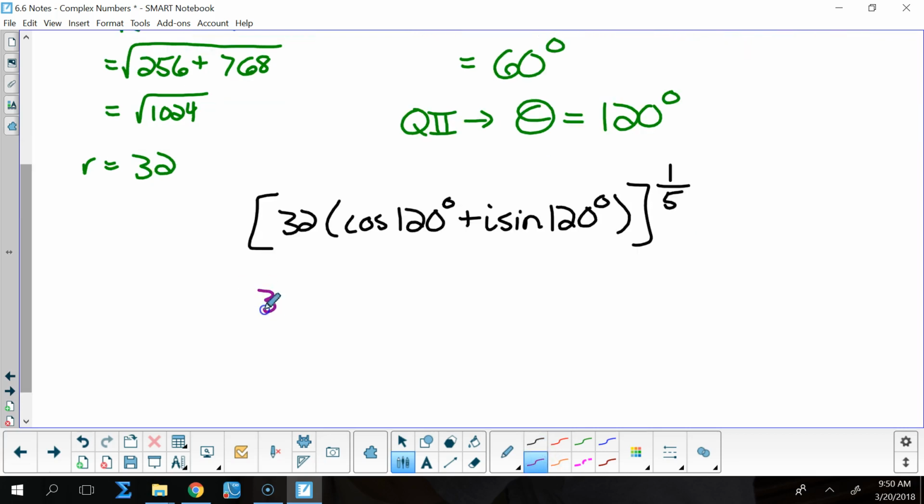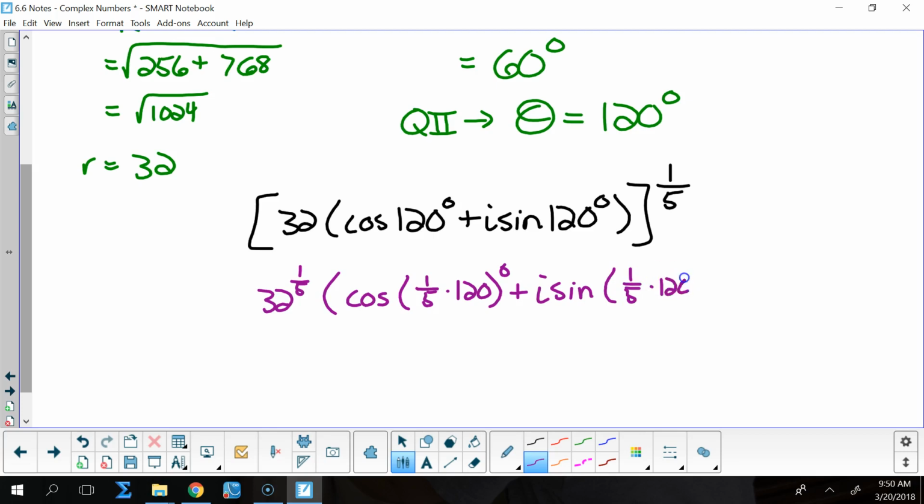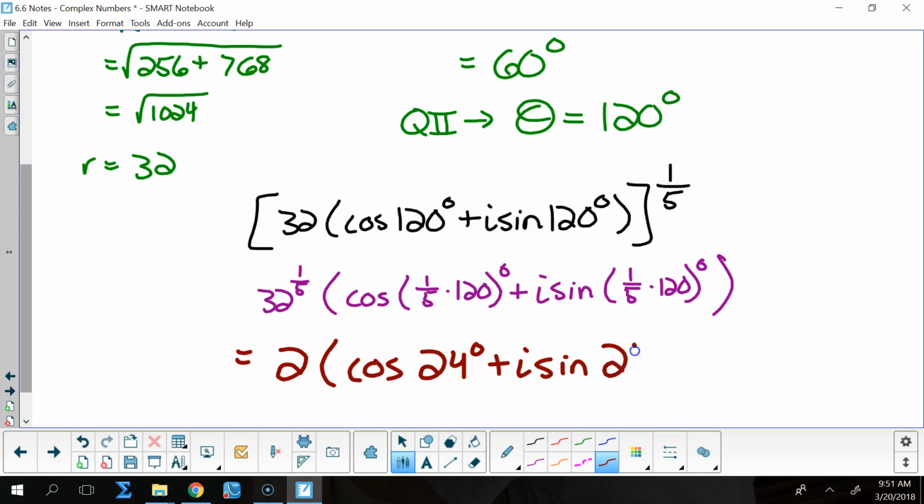So this is 32 to the 1/5 power. What is 32 to the 1/5 power? 2 times the cosine of 1/5 times 120, so that's going to be 2 times the cosine of what? 24 degrees? So there's my first one.